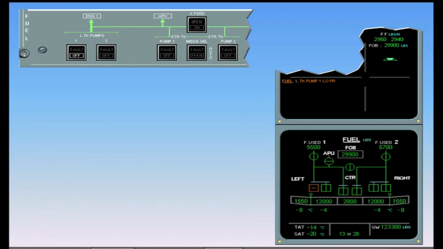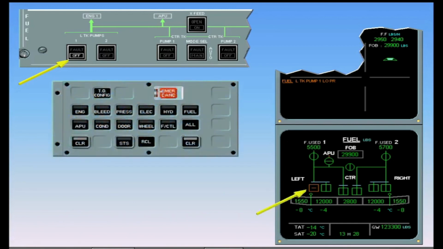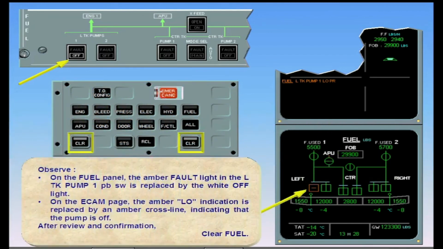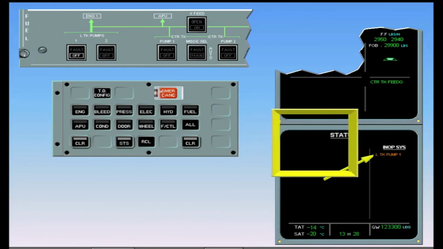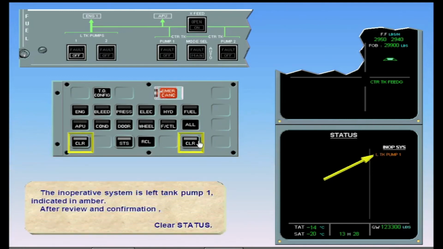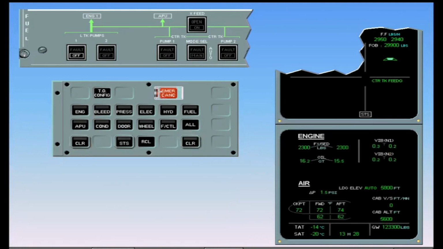Observe, on the fuel panel, the amber fault light in the left tank pump 1 push-button switch is replaced by the white off light. On the ECAM page, the amber low indication is replaced by an amber cross line, indicating that the pump is off. After review and confirmation, clear fuel. The inoperative system is left tank pump 1, indicated in amber. After review and confirmation, clear status. ECAM complete. Screens normal.